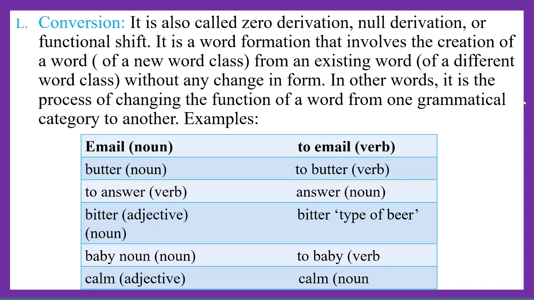So "to answer", that's the verb. "Answer", noun. "Bitter", that's an adjective. "Bitter" also can be a type of beer. That's a noun. "Baby", noun. "To baby", verb, to have children. "Calm", adjective. "Calm", noun. So we form new words by keeping the same word. Just we add, for example, "to" to make a verb, and yeah, that's it. There's not much to it.